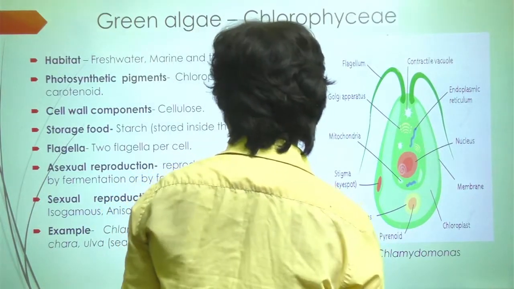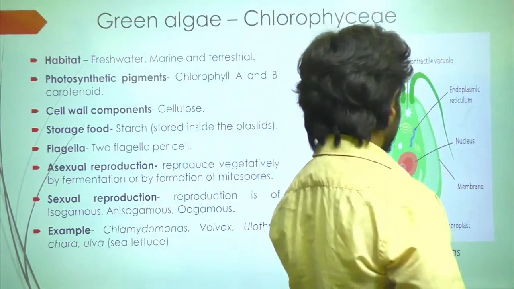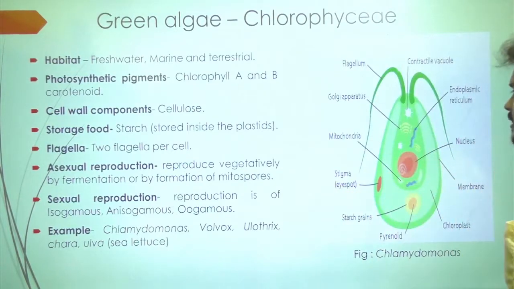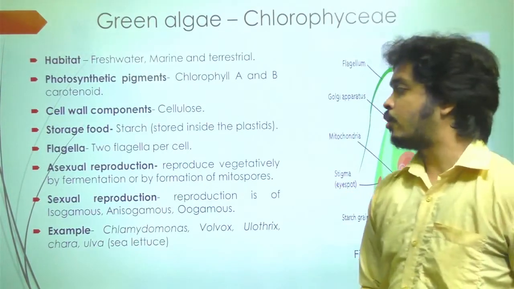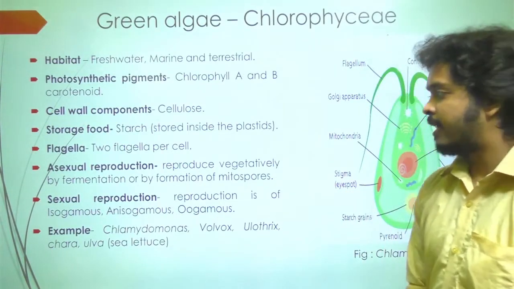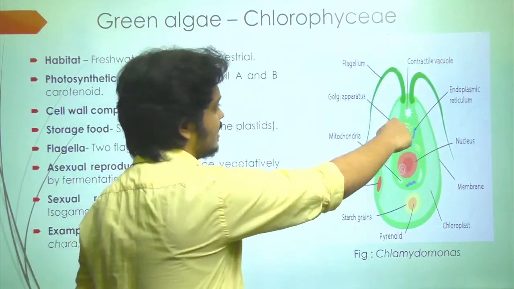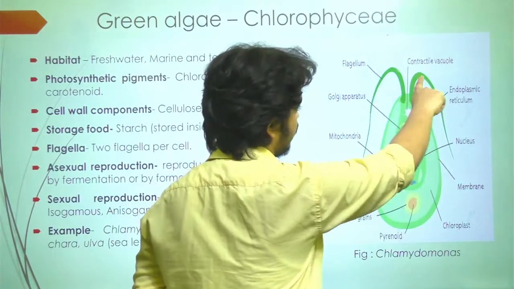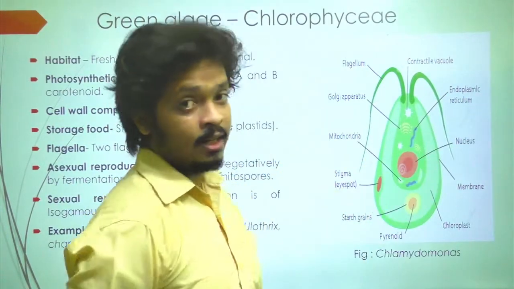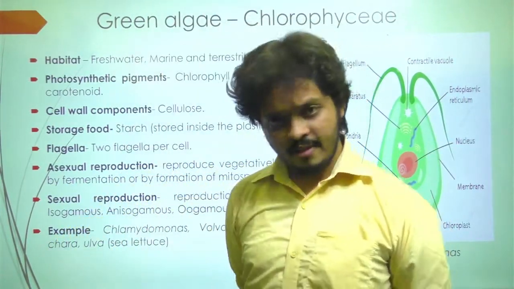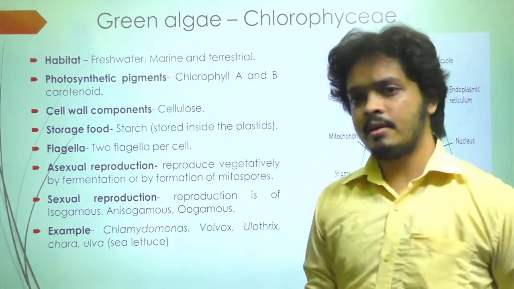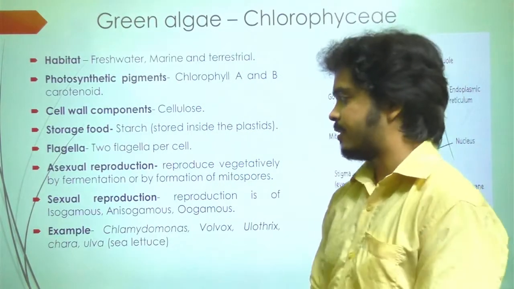Now, cell wall components: it has cellulose in the cell wall. Storage food is starch. Flagella, 2 flagella per cell. How many flagella do we see here? 1, 2 flagella per cell. Mainly, okay, there are exceptions. Obviously, there are exceptions, but mainly you can say these are the characteristics.